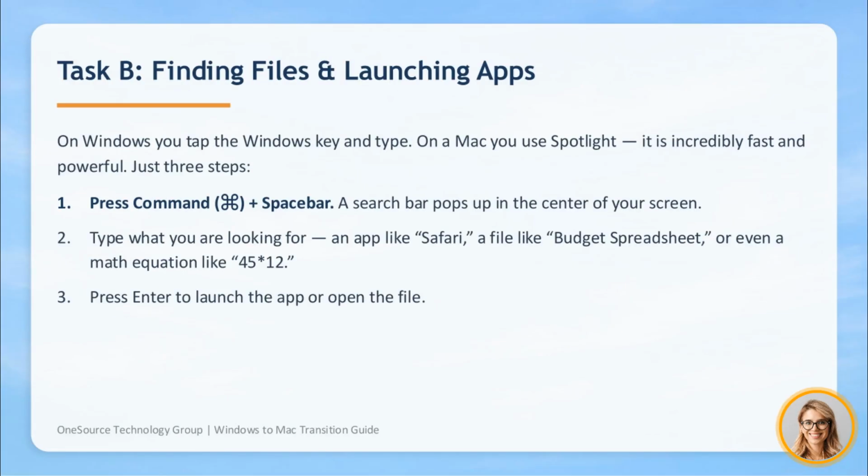Finding files and launching applications on a Mac is incredibly fast and powerful, utilizing a feature called Spotlight. Unlike Windows, where you tap the Windows key and type, on a Mac you initiate a search with a simple key combination. First, press Command and Spacebar, which will make a search bar pop up in the center of your screen. Next, type what you are looking for, whether it's an application like Safari, a specific file such as budget spreadsheet, or even a math equation like 45 times 12. Finally, press Enter to instantly launch the app or open the file you've found.